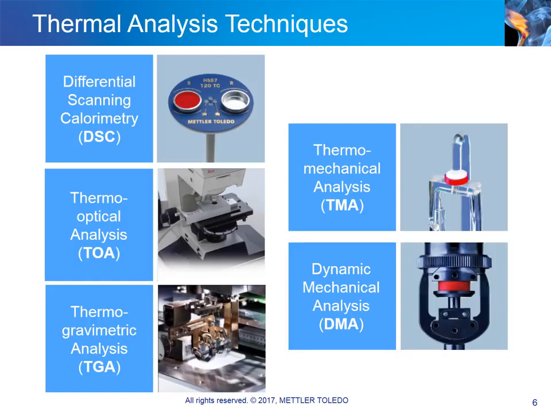Thermomechanical analysis, or TMA. Here we see the sample, colored red, positioned between the fixed and moving quartz probes. And finally, dynamic mechanical analysis, or DMA. The picture shows one of the several available clamping assemblies, in this case, compression mode. I will explain these techniques in more detail in the following slides, which also include examples of useful applications.